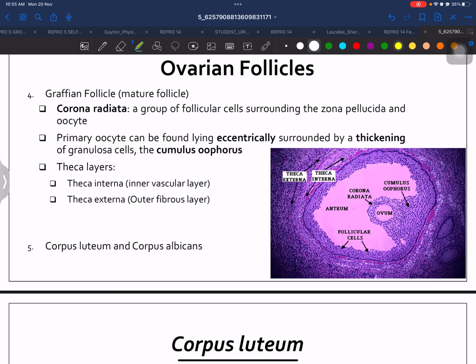Okay, so then in these Graafian follicles, it starts to have corona radiata. Okay, corona radiata, these are all the follicular cells. Tadi dia ada theca interna, in the Graafian follicle dia ada theca externa. Okay, so these are the cumulus oophorus. The cumulus oophorus is a thickening of granulosa cells.